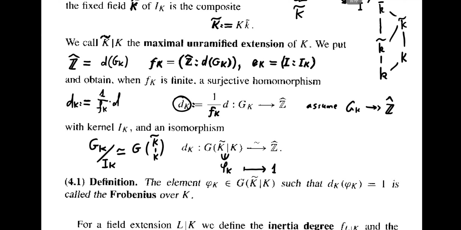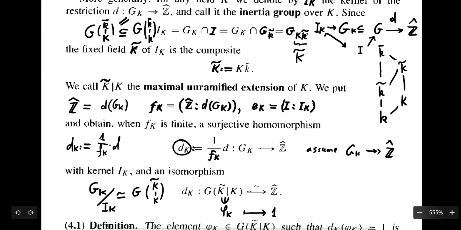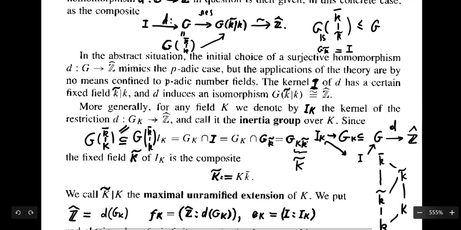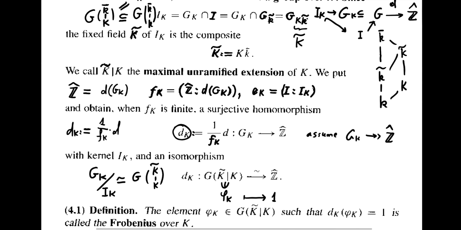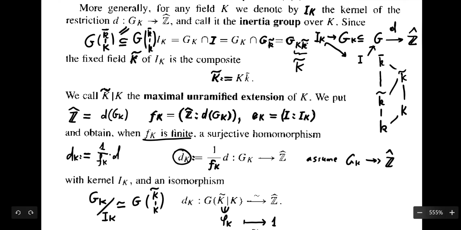Sorry, we come back to this. When we denote this by 1 over F_K over d, we see that it is surjective because we assume... maybe not. We do not do it in this way. We only know that we assume d is surjective. Okay, and this is when we assume F_K is finite. In this case, if it's not surjective, we should know that it should be of this form for some z, the image.